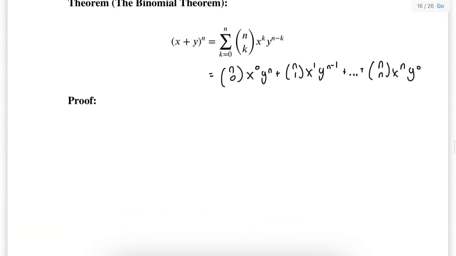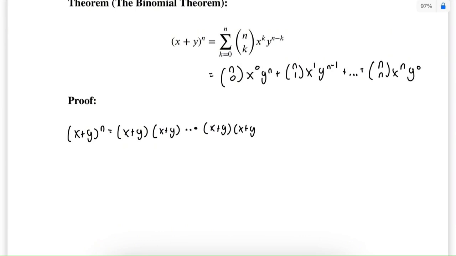So let's look at the proof. What it essentially boils down to is, let's say we have our x plus y to the n, right? It's just repeated multiplication of x plus y, right? We have x plus y times x plus y, and so on, times x plus y, where, all in all, we have n of these terms.